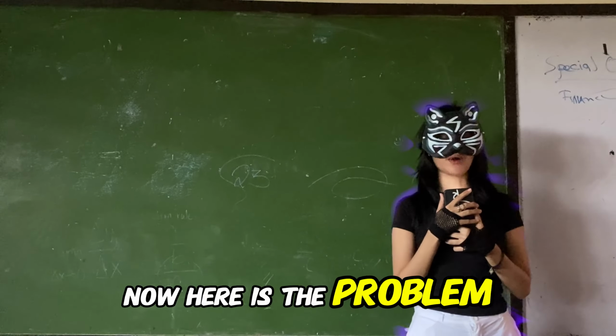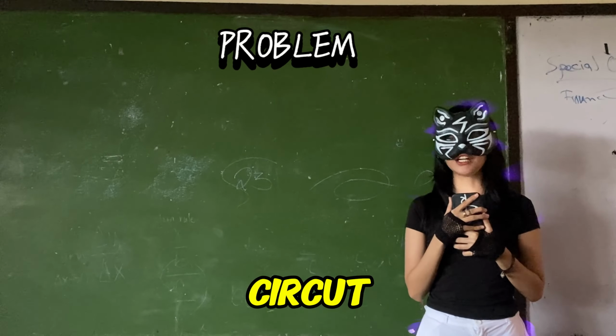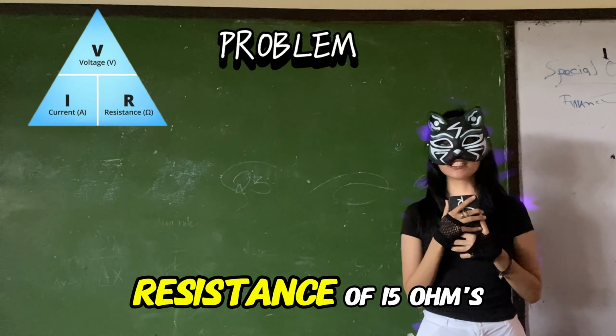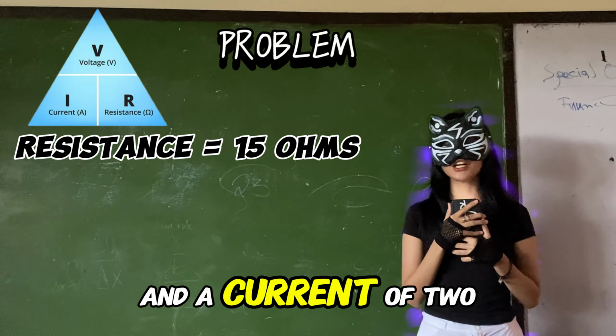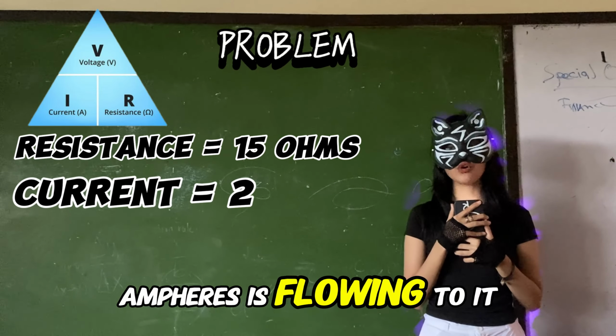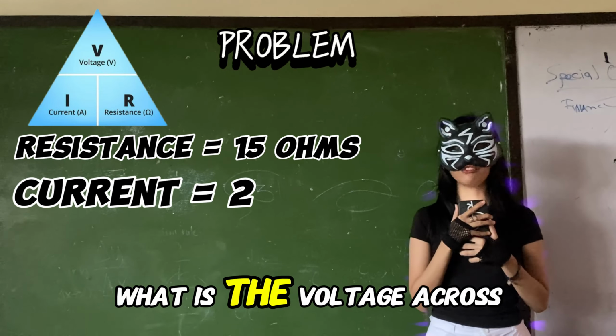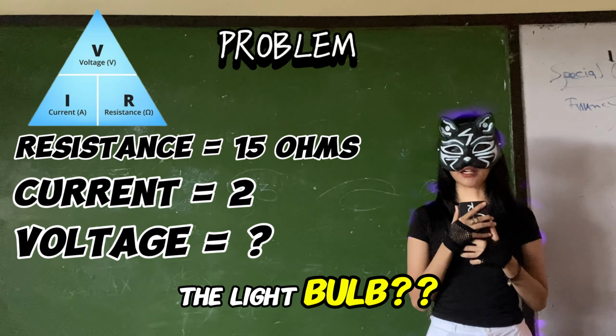Now here is the problem. A light bulb in a circuit has a resistance of 15 ohms and a current of 2 amperes is flowing through it. What is the voltage across the light bulb?